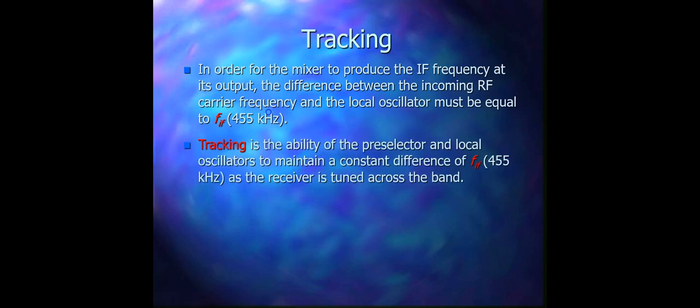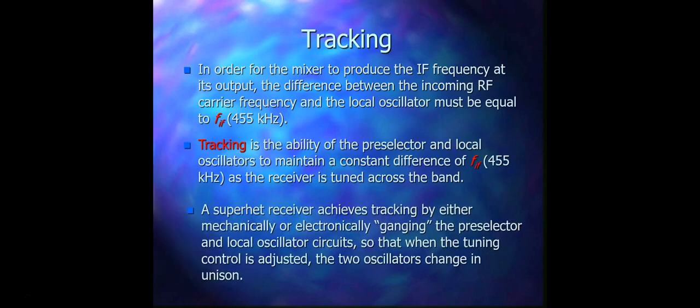Tracking is the ability of the preselector and the local oscillator to maintain a constant difference of FIF as the receiver is tuned across the band. So it's the same thing. A superheterodyne receiver achieves tracking by either mechanically or electronically ganging the preselector and local oscillator circuit, so that when the tuning control is adjusted, the two oscillators change in unison.